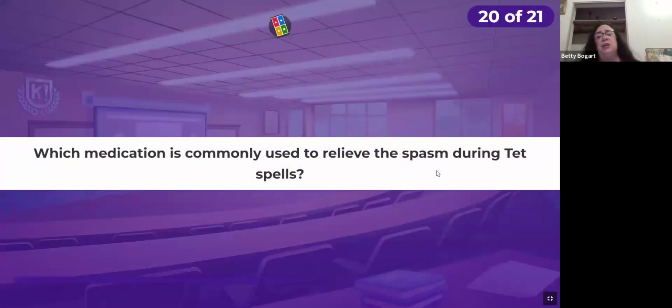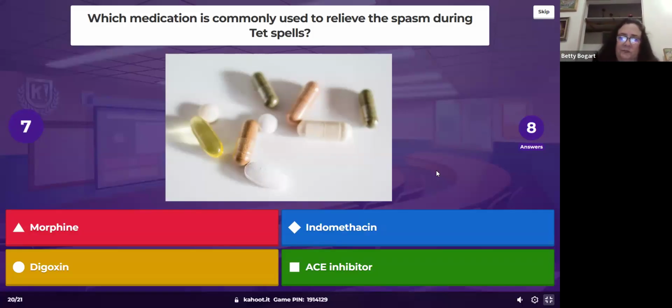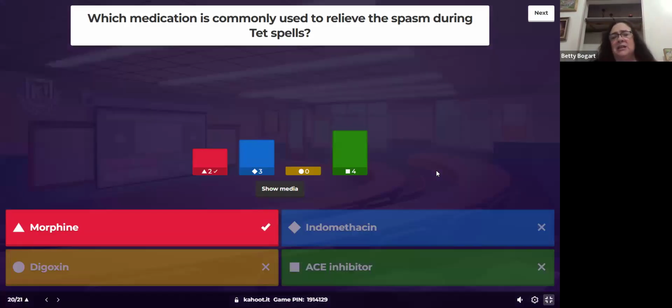Which medication is usually used to relieve the spasm during TET spells? What do you think could relieve a spasm? Because that's the pulmonary artery spasming and closing off. Now, for long-term treatment, many times they're placed on digoxin, but during a TET spell, we're going to give morphine. The morphine helps them relax, and it will help the pulmonary artery to relax, and for blood flow to go back into the lungs. ACE inhibitor is for blood pressure. It's nothing to do with TET.